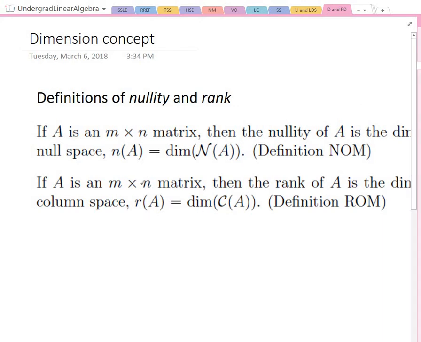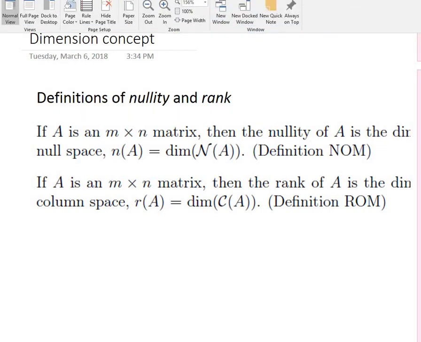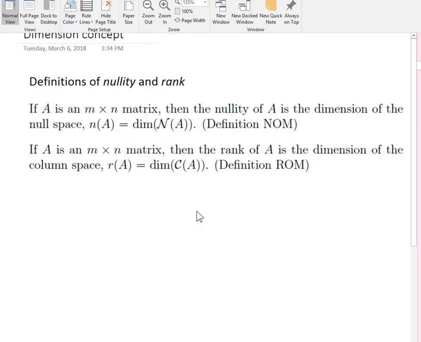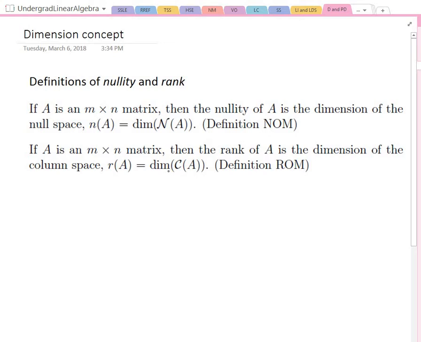All right. Now, dimension, nullity and rank. Nullity is just the dimension of the null space of a matrix, and the rank is the dimension of the column space of a matrix. Now, we know a bunch of things about rank. The dimension of the column space is also equal to the dimension of the row space. It's also equal to the number of linearly independent rows or the number of linearly independent columns. So rank has several meanings.